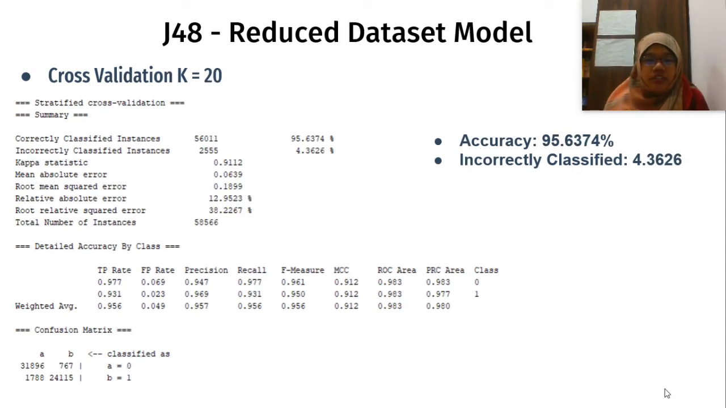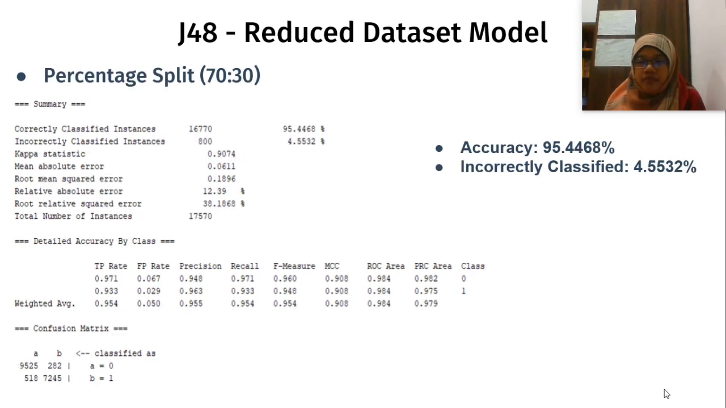Now is the result for 20 folds. For accuracy, we have 95.6374%. For incorrectly classified, we have 4.3626%. For true positive, we have 31,896. For true negative, we have 24,115. For false positive, we have 1,788. For false negative, we have 767.